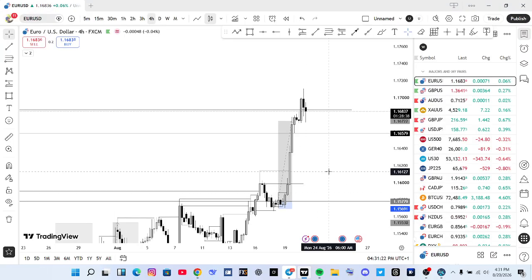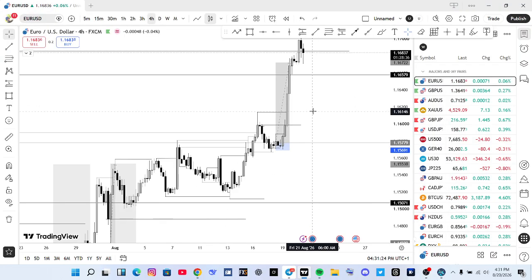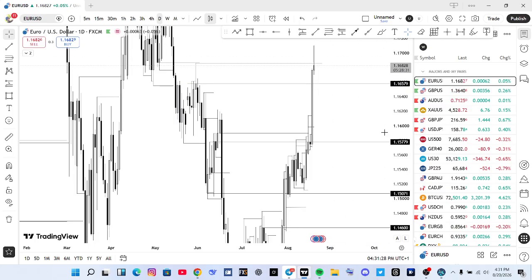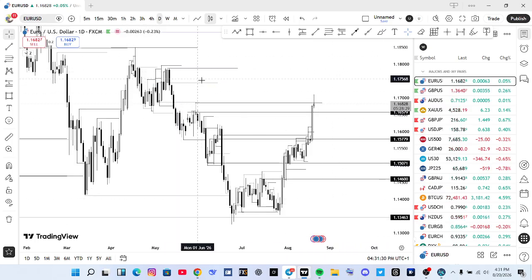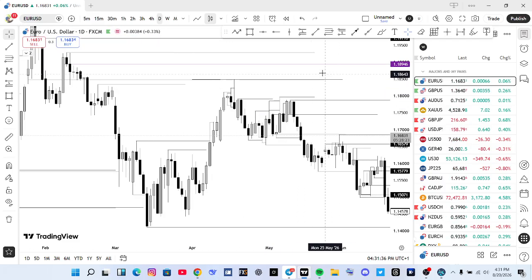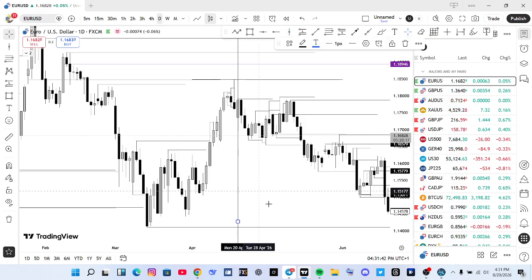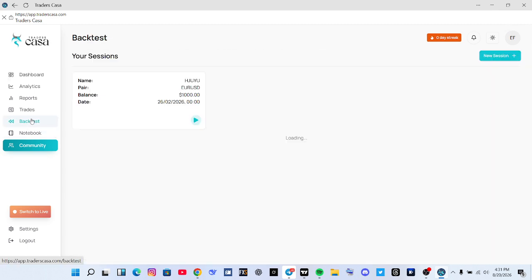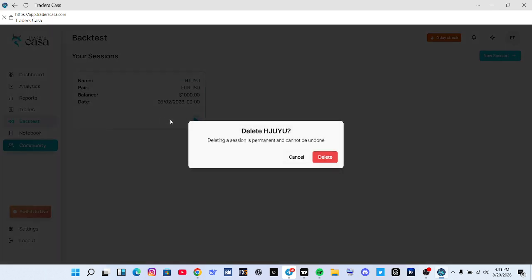So let's look for a perfect chart. Today we won't be talking about entry. Let's look for a perfect or a very nice price action that we'll use. Okay, maybe let's use this one. Starting from here, I think this is April 20. I'm going to be using Traders Casa.